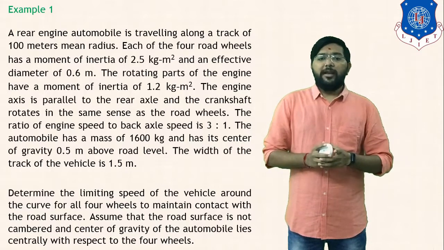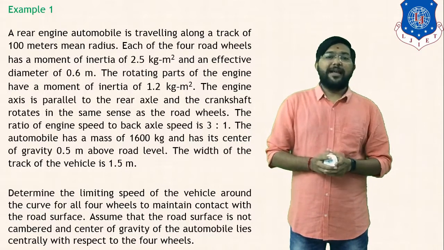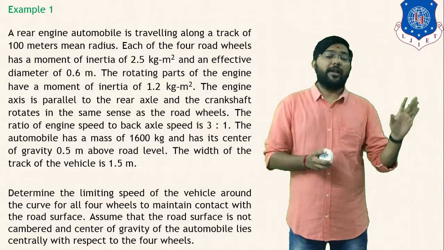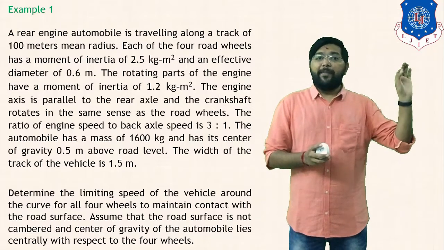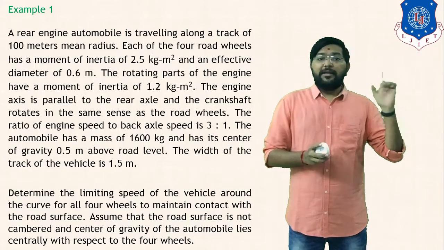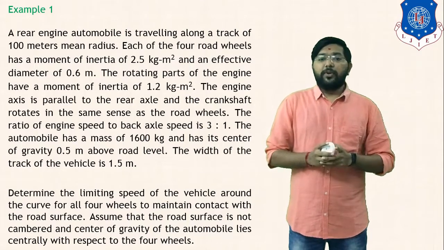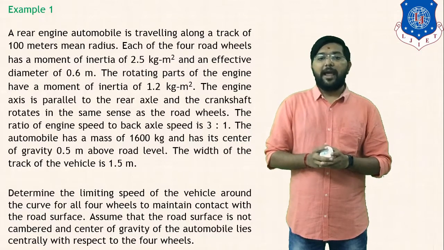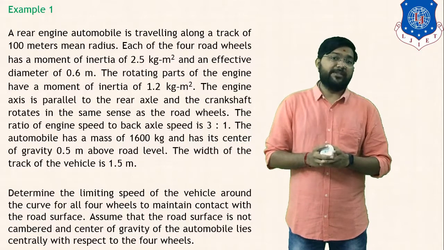The rotating parts of the engine have a moment of inertia of 1.2 kg meter square. So the moment of inertia for the rotating mass of the engine is capital IE. Clear? The value of IE is 1.2 kg meter square. The engine axis is parallel to the rear axle and the crank rotates in the same direction.